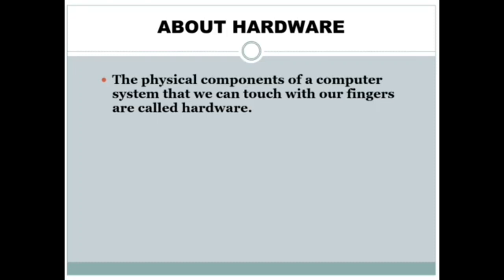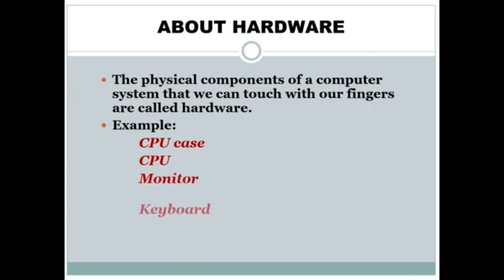I will show you some examples of hardware. The first one, CPU case, that means the outer part of the CPU. Next, CPU, monitor, keyboard, mouse, disk drive. These are examples of hardware. So these are the physical components of a computer. The physical part of the computer, which we can see and touch, is called hardware.